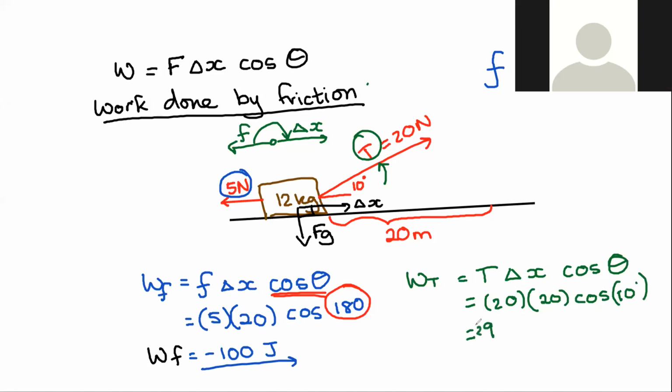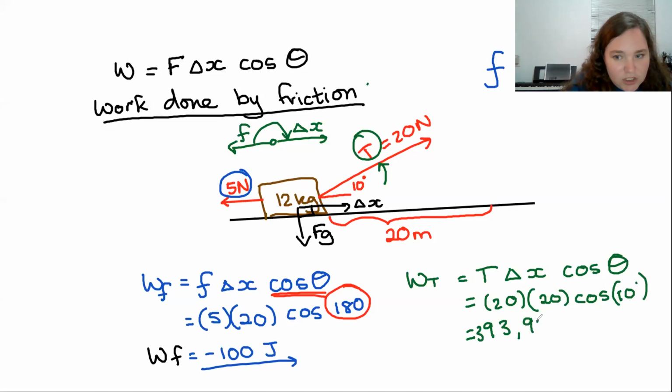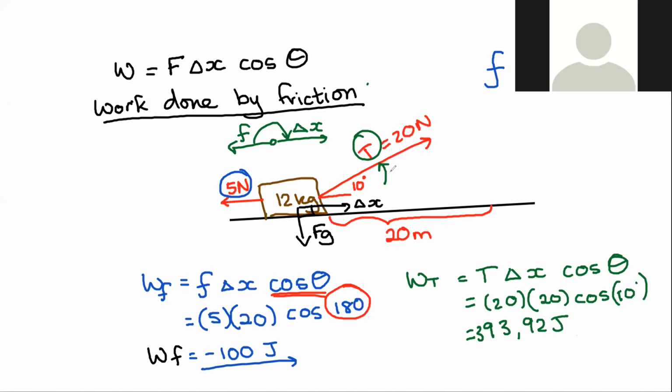393,92 joules. And it's positive because the tension does positive work. It adds energy to the system. All right. Thank you, Ahmed.